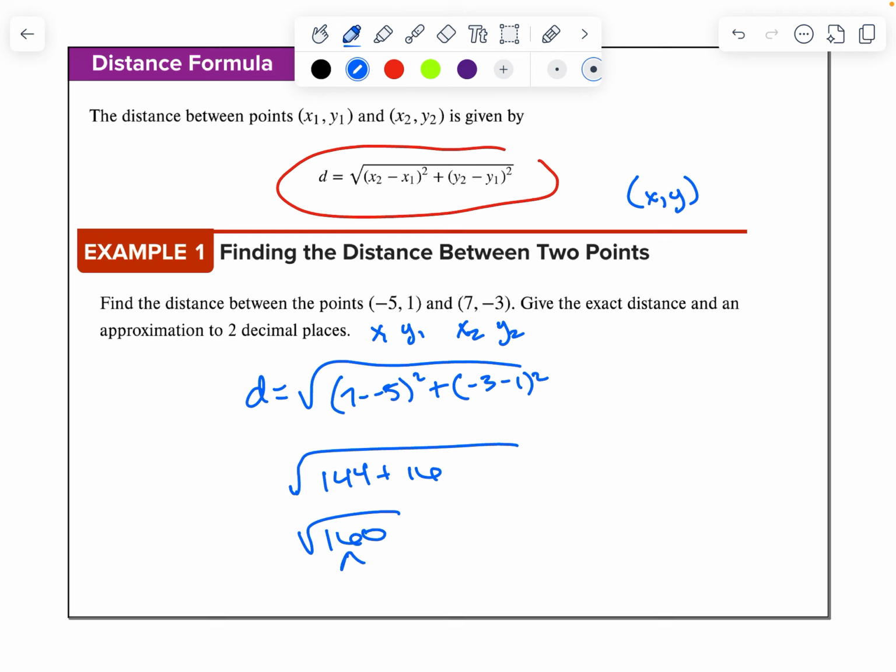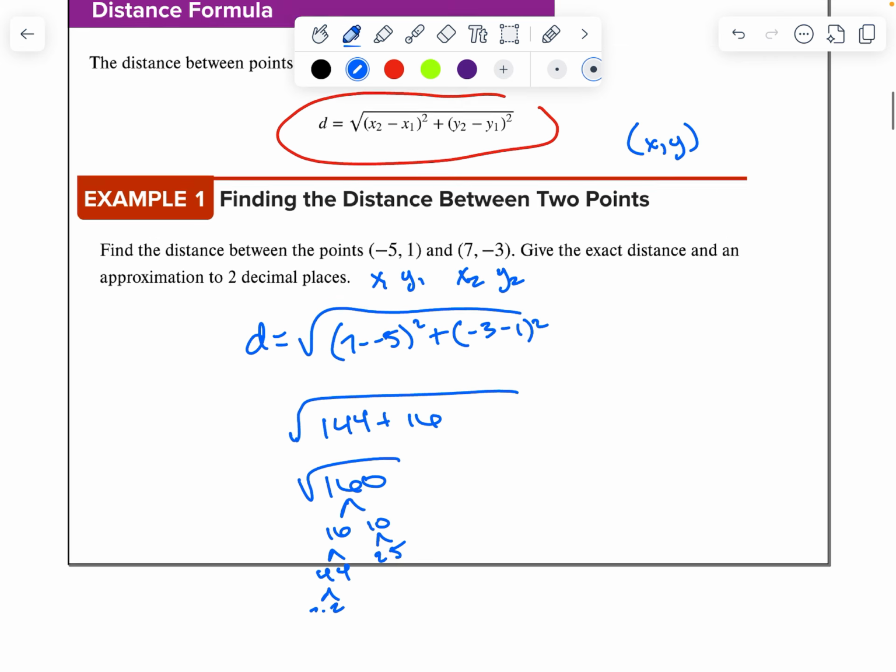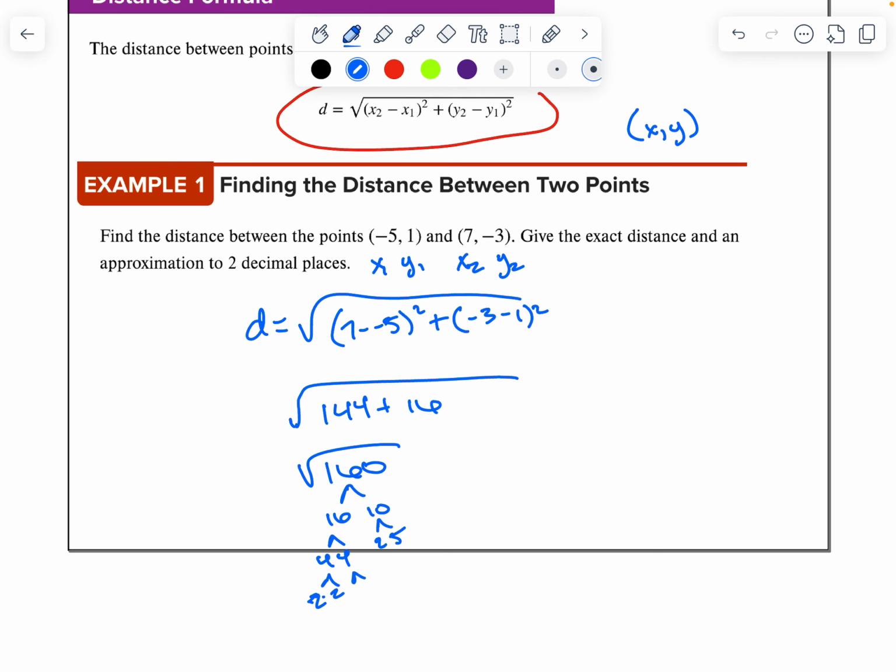And you're going to break that down with a factor tree just like we have been. 16 and 10, 2 and 5, that's the same as 4 and 4. 4 is 2 and 2. This 4 is also 2 and 2. Our prime factors here are 2, 2, 2, 2, 2, and 5.